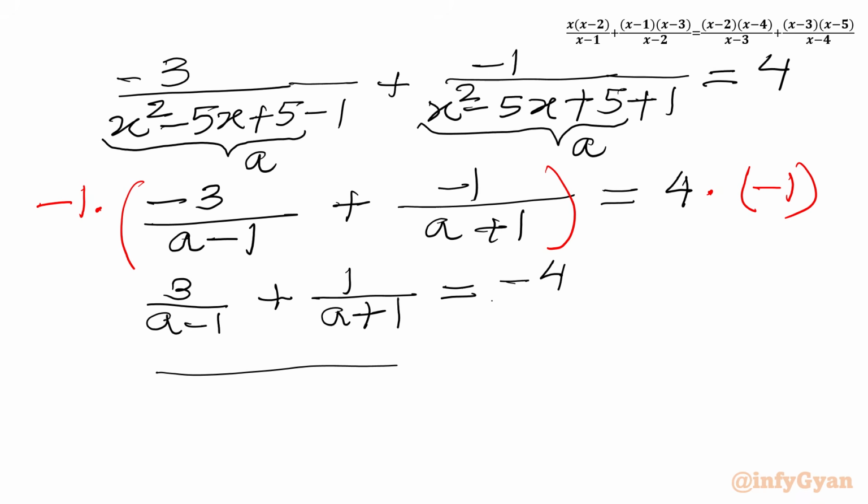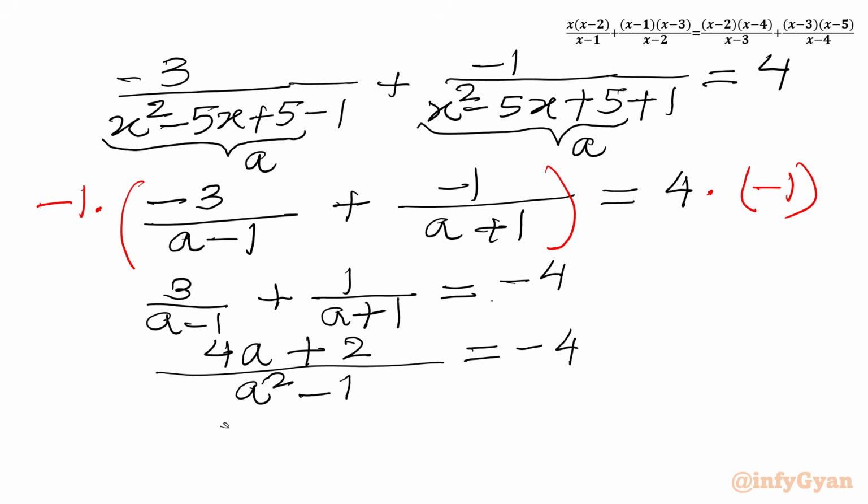We'll take LCM over here. So in denominator there would be a minus 1 times a plus 1, which is a square minus 1. In numerator 3a plus a, we will write 4a. 3 minus 1 we will get 2 equal to negative 4.